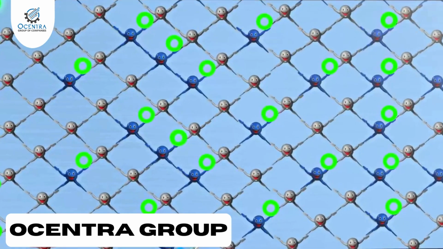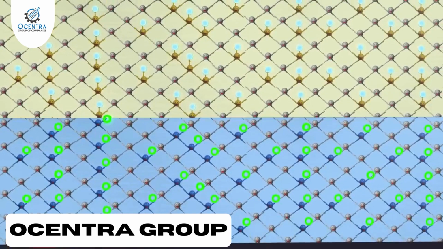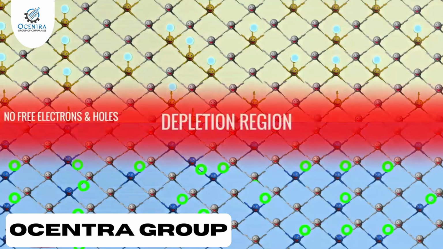If these two kinds of doped materials join together, some electrons from the n-side will migrate to the p region and fill the holes available there. This way, a depletion region is formed, where there are no free electrons or holes. Due to the electron migration, the n-side boundary becomes slightly positively charged, and the p side becomes negatively charged.